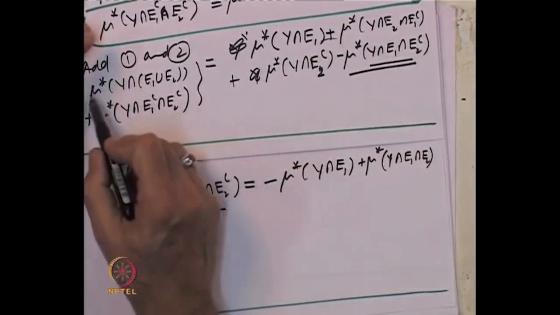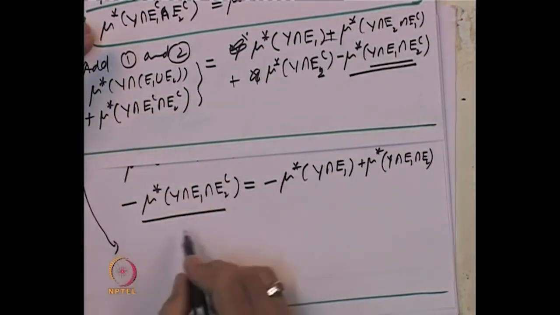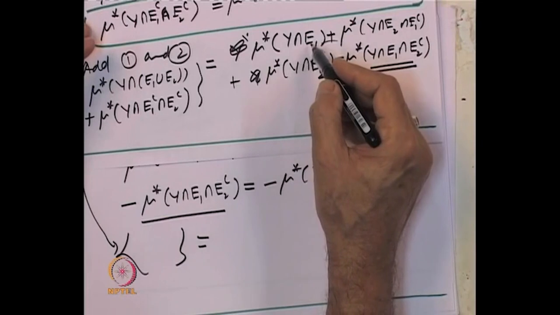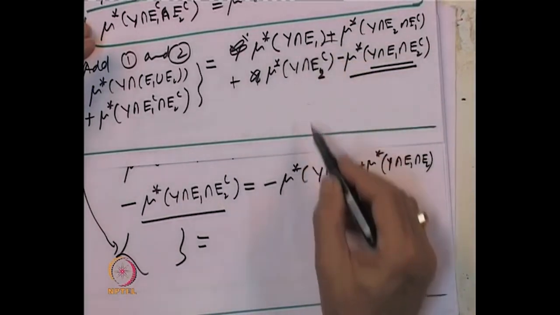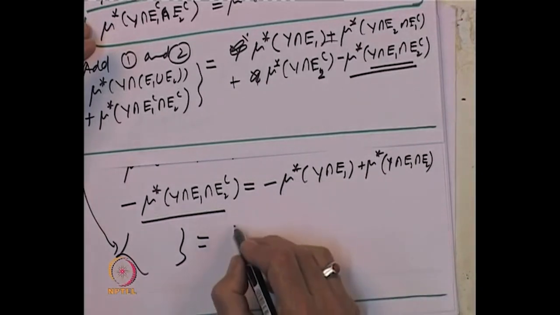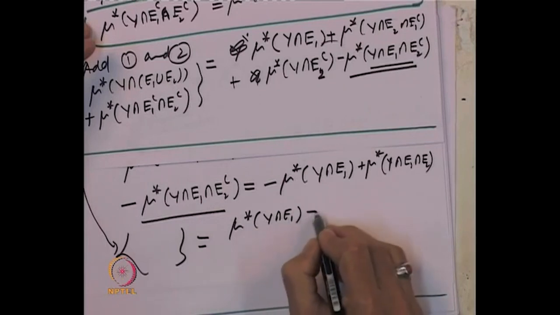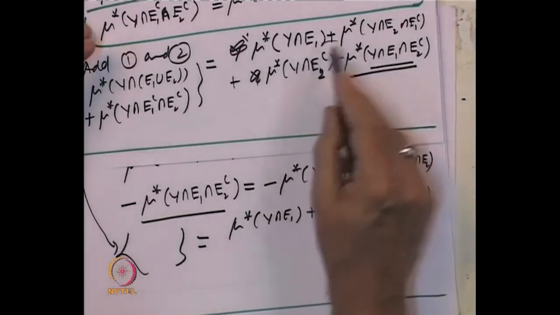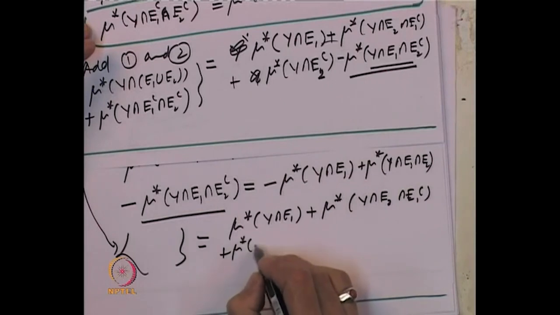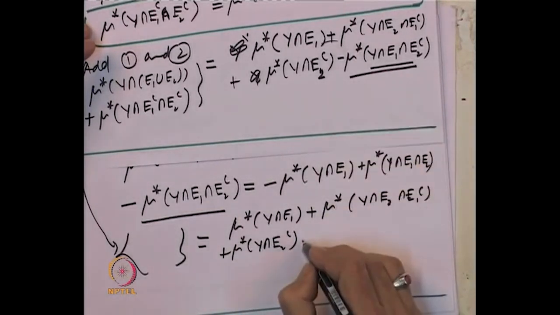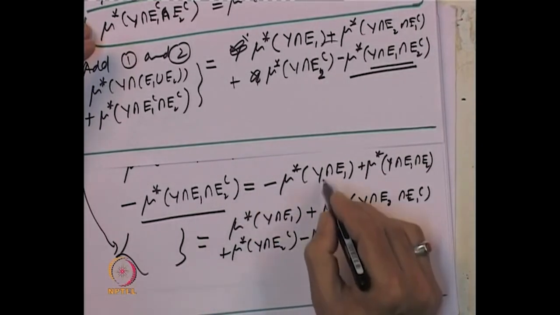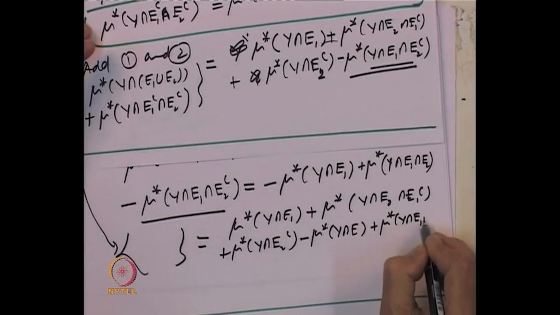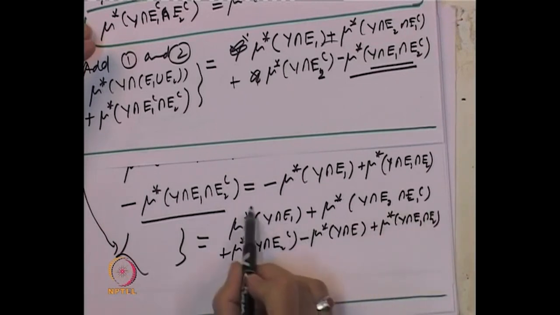So, this required quantity is equal to mu star of y, and here is minus mu star of y. Those two terms will cancel out. So, let me just write that: mu star of y intersection E1 plus mu star of y intersection E2 intersection E1 complement that we already had, plus mu star of y intersection E2 complement, and minus, from here, mu star of y intersection E1 plus mu star of y intersection E1 intersection E2. And now, these two terms cancel out.